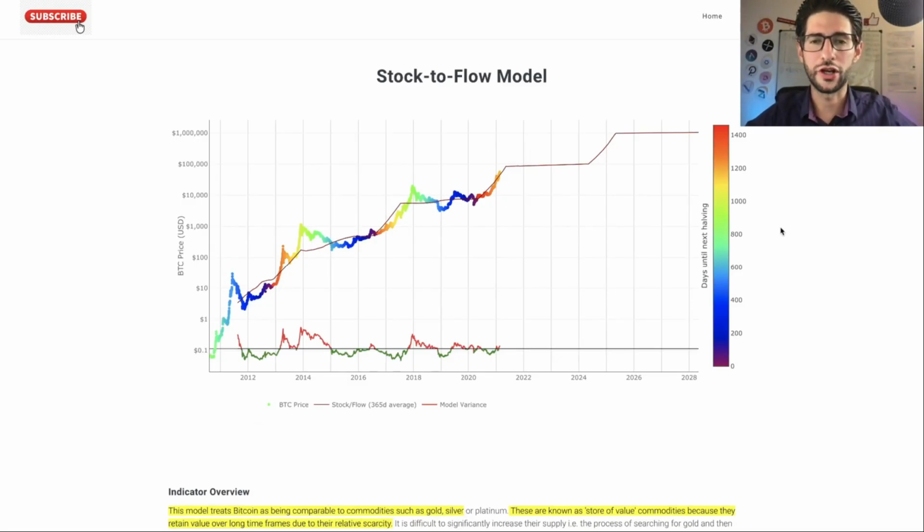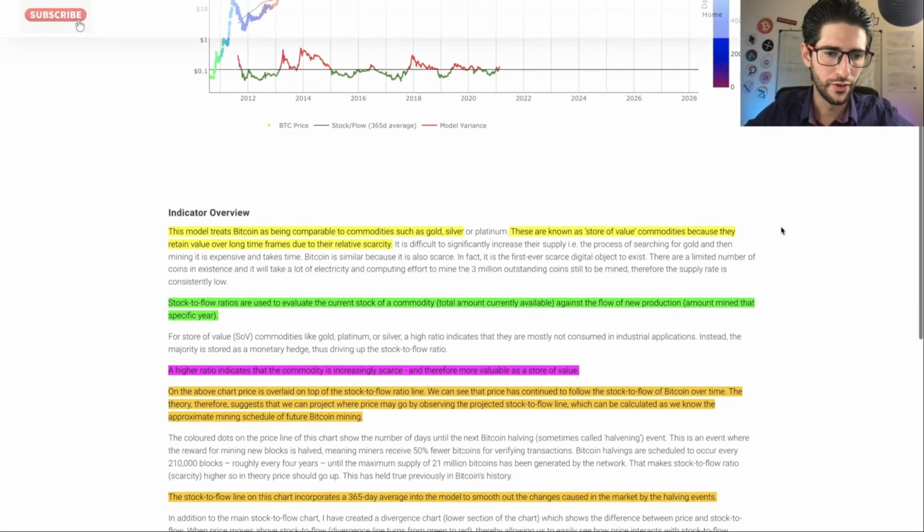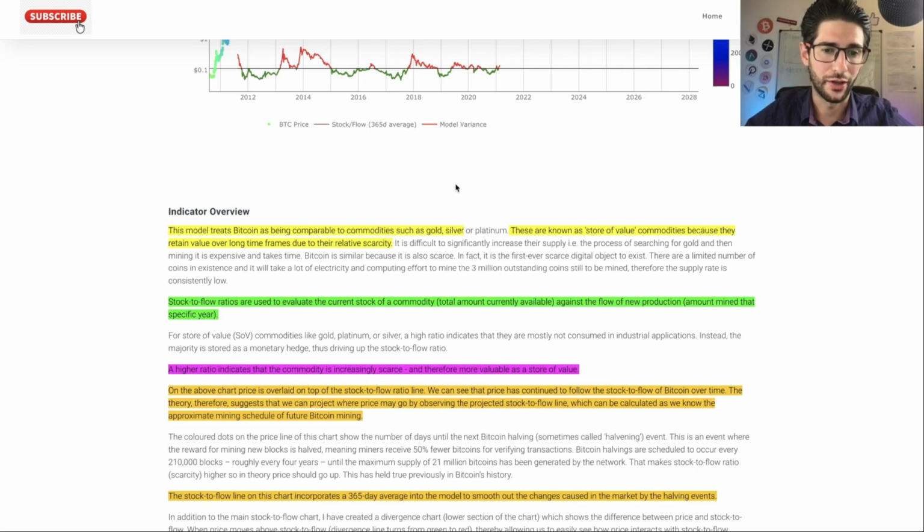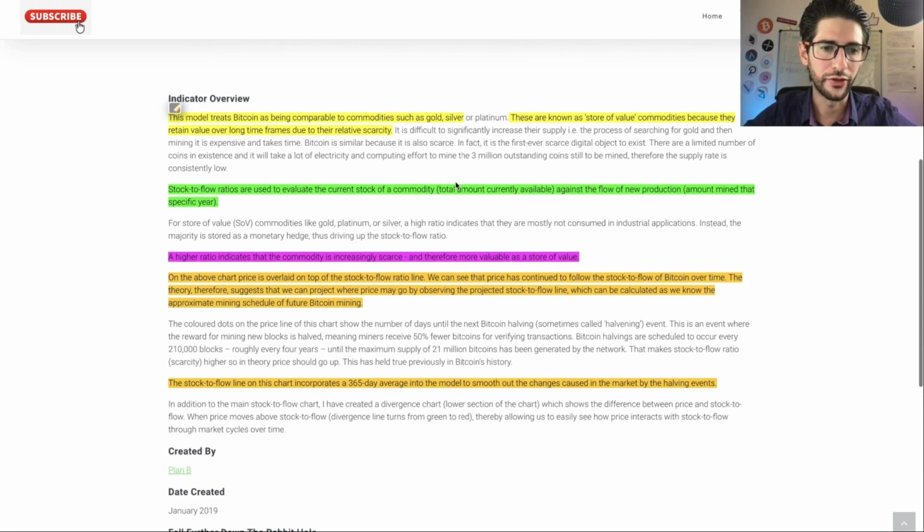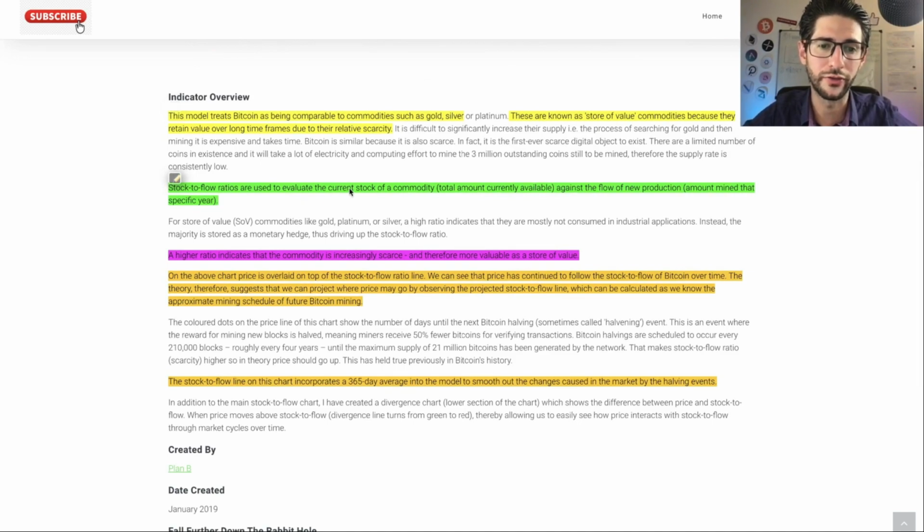Hey guys, the first chart that I want to show you is the stock to flow model. Many of you maybe already are familiar with the chart, but I want to explain if new people came into the video. The model treats Bitcoin as comparable to commodities like gold and silver. These are known as store of value commodities because they retain their value over long time frames due to their relative scarcity. The stock to flow ratio is used to evaluate the current stock of a commodity, the total amount currently available, against the flow of new production, the amount mined that specific year.